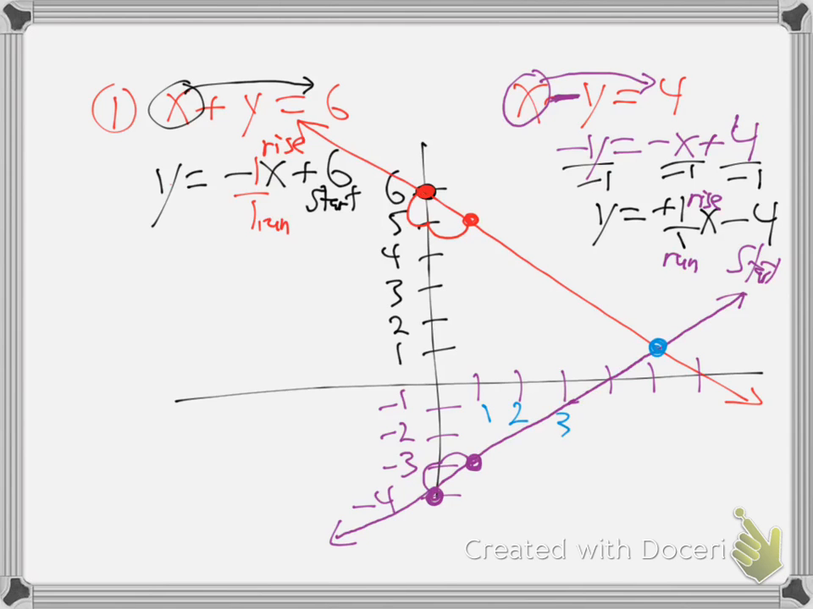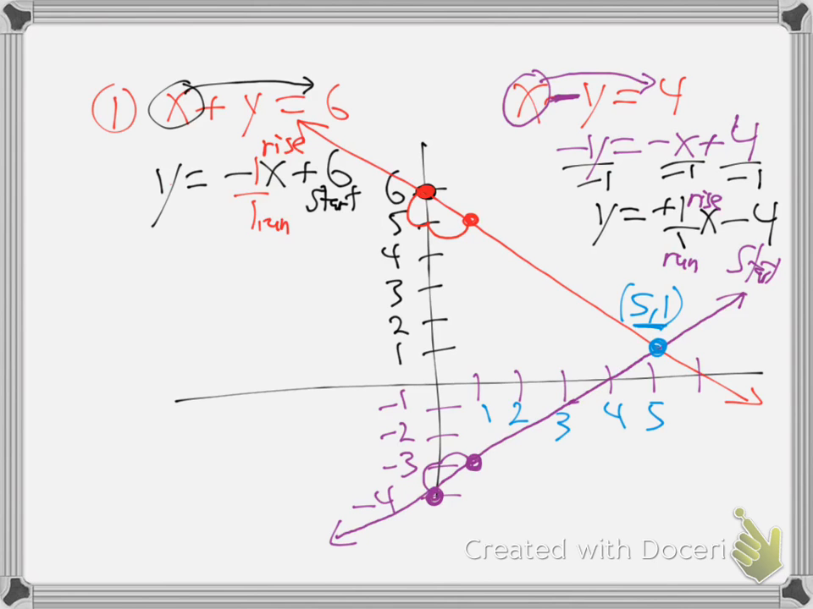That's over 1, 2, 3, 4, 5, up 1. Y is 1. Yeah, it's over 5, up 1, isn't it? That's the hard way of solving two equations at the same time. You graph them both. It's two lines and where they hit each other. Does that make sense?